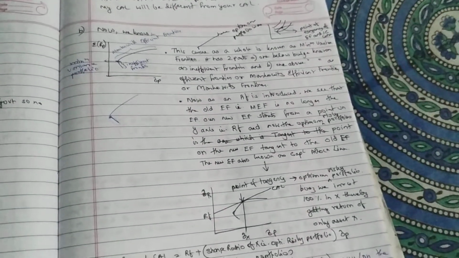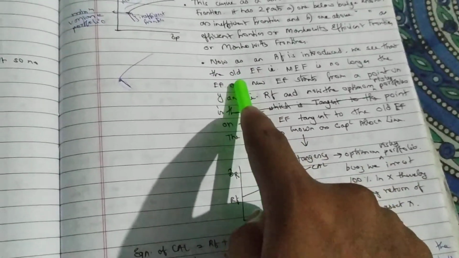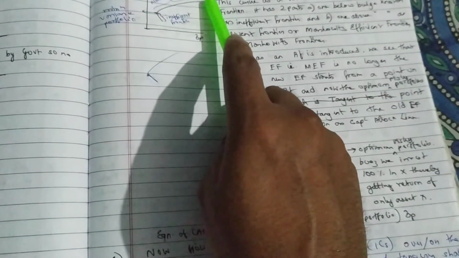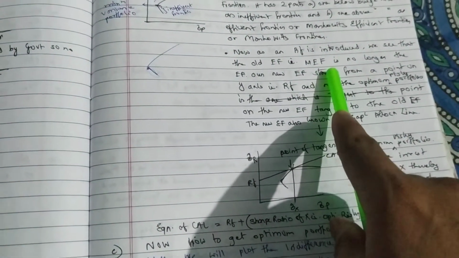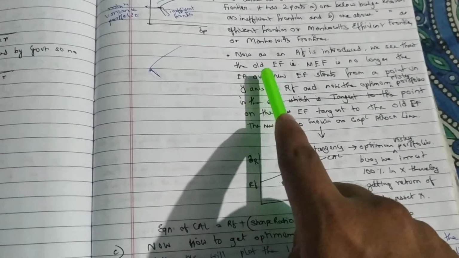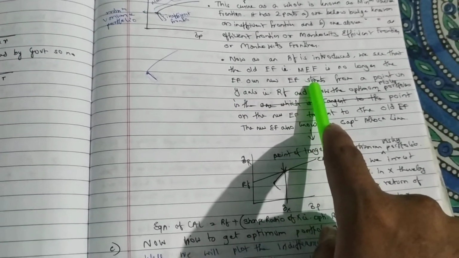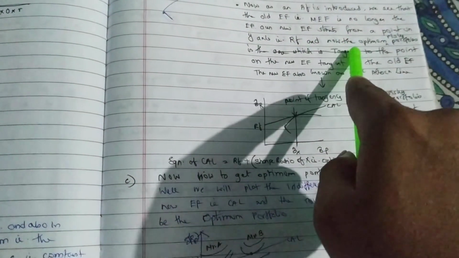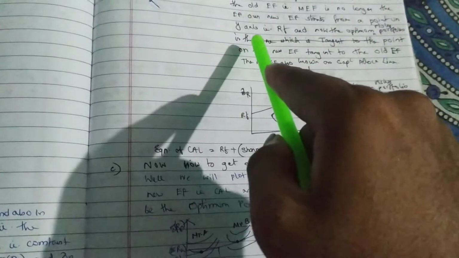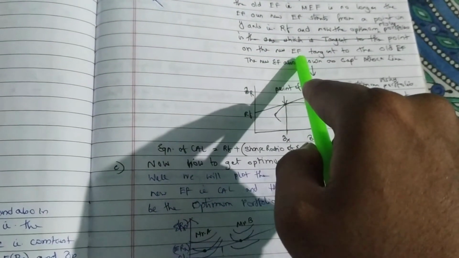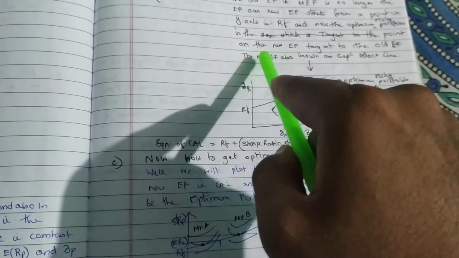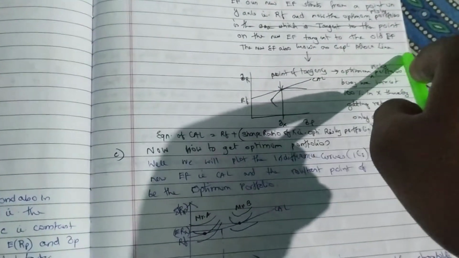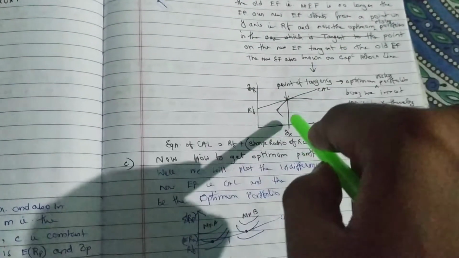Now, as a risk-free asset is introduced, we see that the old efficient frontier, that is this upper bulge, the Markowitz efficient frontier, is no longer the efficient frontier. We have a new efficient frontier which starts from a point on the y-axis, that is RF, and the optimum risky portfolio is the point on the new efficient frontier which is tangent to the old efficient frontier. This new efficient frontier is also known as the capital allocation line. This entire paragraph shall be well understood through this diagram.